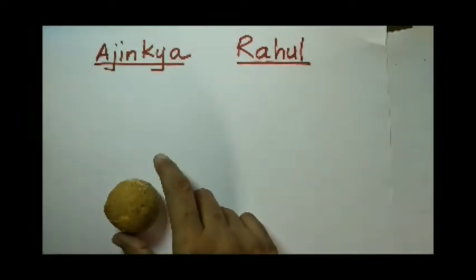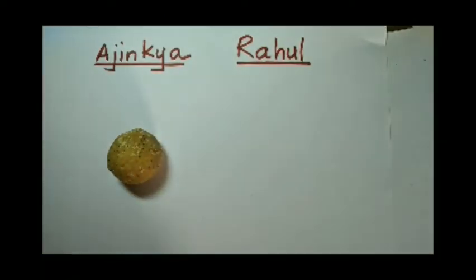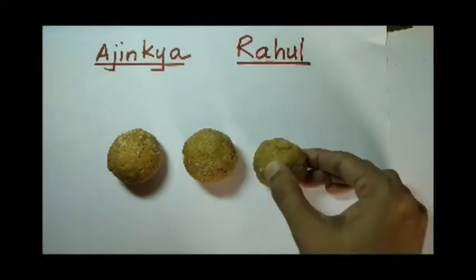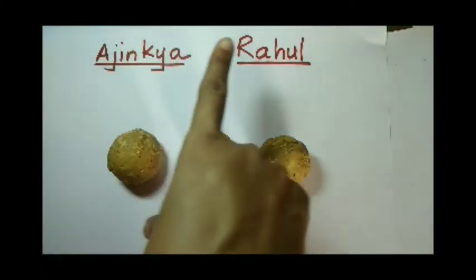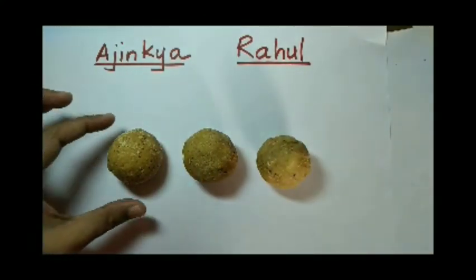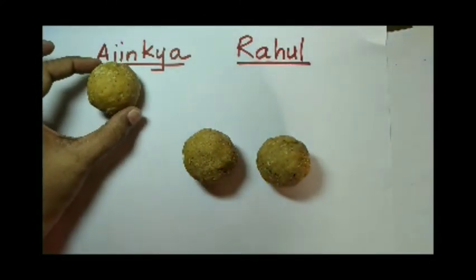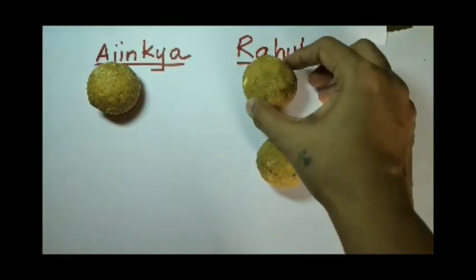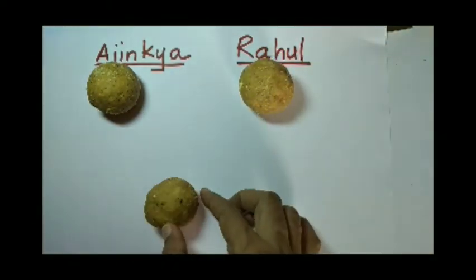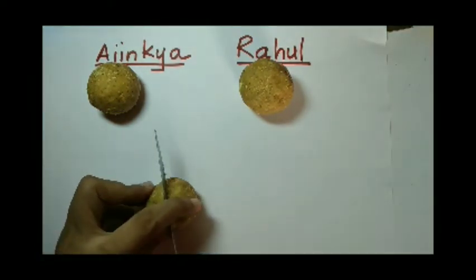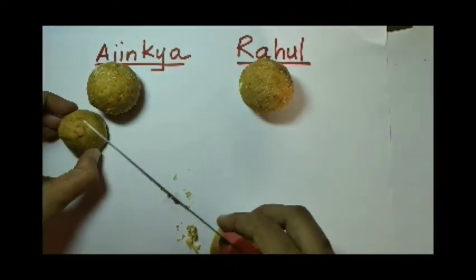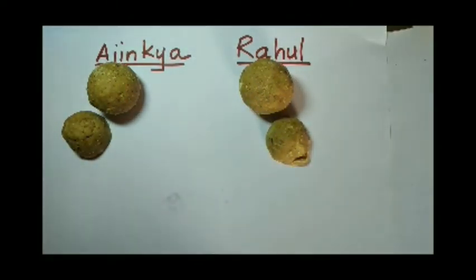Now here by the second method we are going to see how we will share the 3 laddus equally between two people, that is between Ajinkya and Rahul. So here first we give one laddu to each person, one laddu to Ajinkya, one laddu to Rahul, and we remain with one laddu. Now this we are going to divide into two equal parts. Each part we will give to one person each. So half laddu for Ajinkya and half laddu for Rahul.